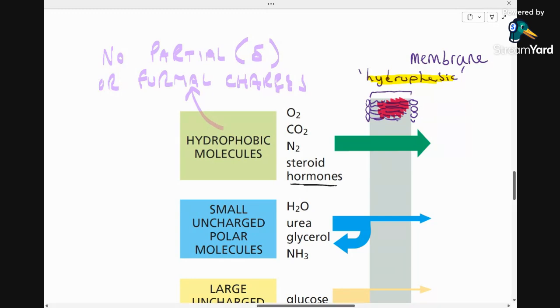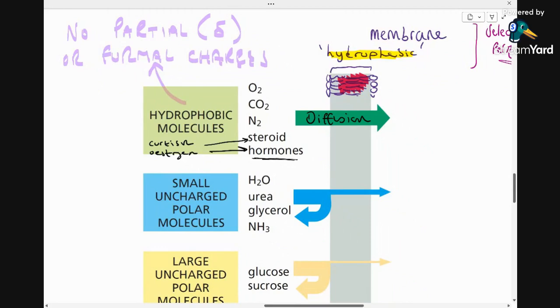Steroid hormones, so things like we talked about cortisol, things like estrogen. These are your steroid hormones. These are hydrophobic. That means they can also pass through just by diffusion, right? Passive diffusion, no problem. They are not hindered in any way getting across the membrane. That's because they can interact with the fatty acid tails, because the interior of the membrane is very hydrophobic.